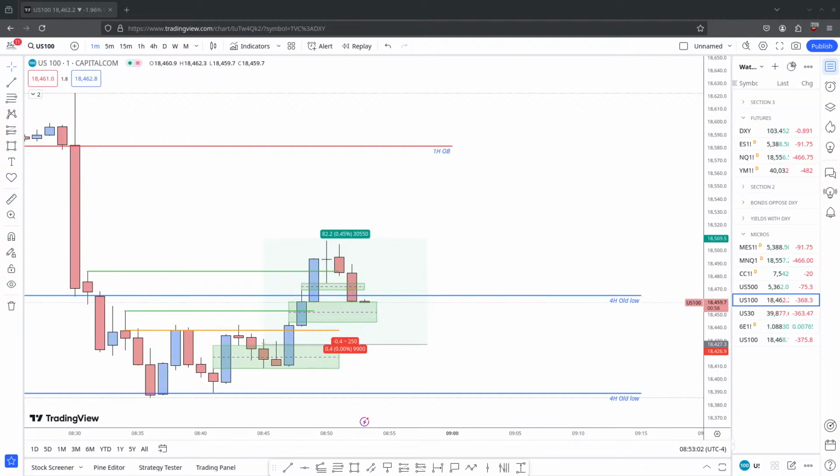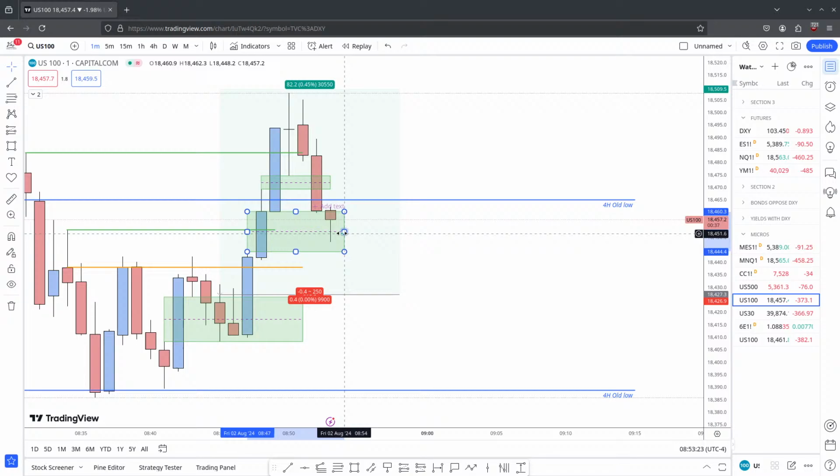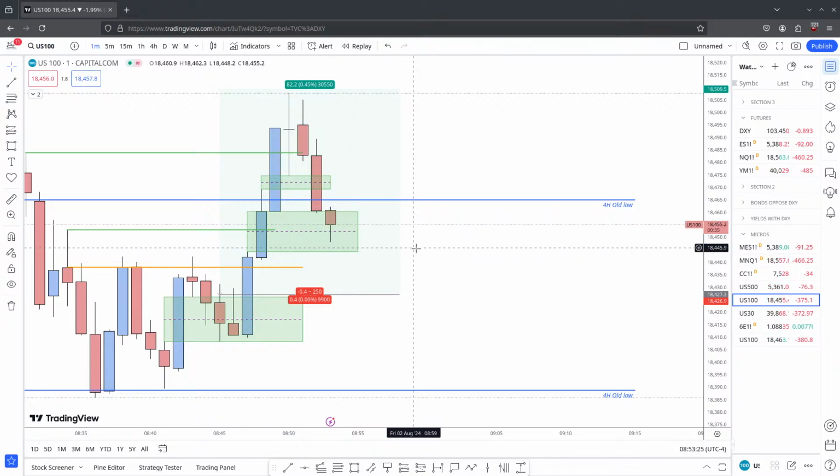US 500 is still trading up higher. Also trading down lower now, these last 3 minutes. US 30 following along, so everything looks to be in sync. Let's look at this fair value gap and see if it gives us any support here.